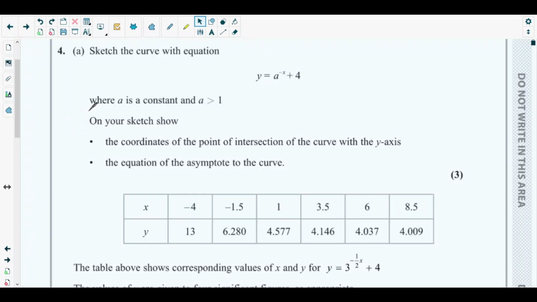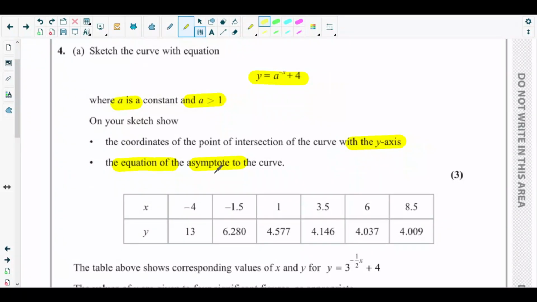Okay, so let's get started with question number 4. Part A: sketch the curve with equation y equals a to the power x plus 4, where a is a constant and a is greater than 1. On your sketch, show the coordinates of the point of intersection of the curve with the y-axis, and the equation of the asymptote to the curve.